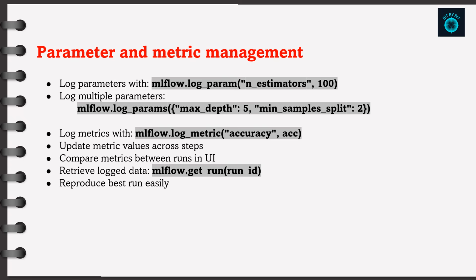After running experiments, open the MLflow UI. There you can compare parameters and metrics across runs in the same experiment. This helps identify which settings produce the best results. Finally, you can retrieve all the information for a specific run programmatically with mlflow.get_run(run_id). This makes it easy to reproduce your best run anytime by reading the stored parameters and artifacts.